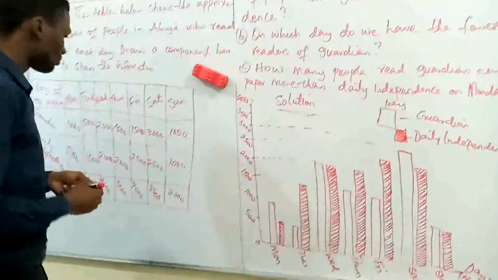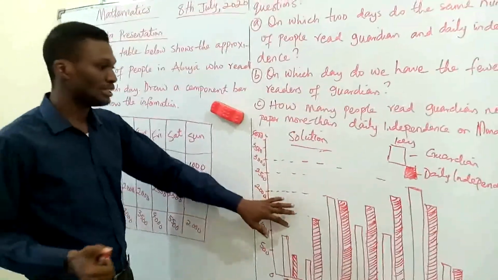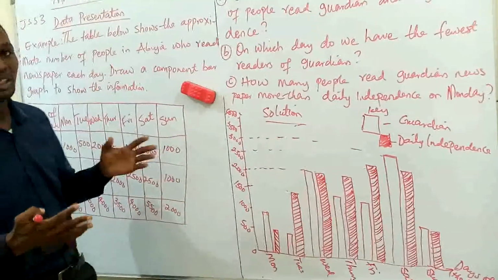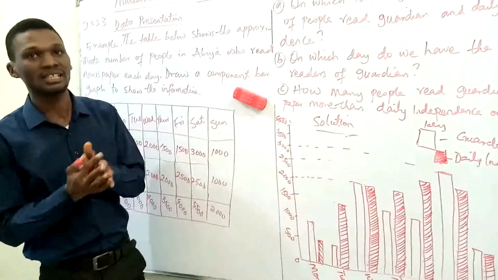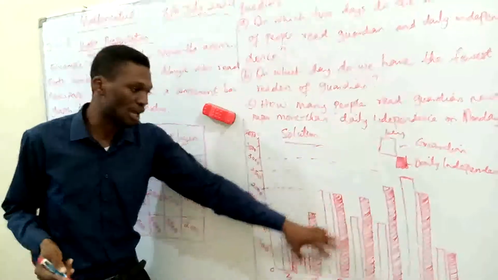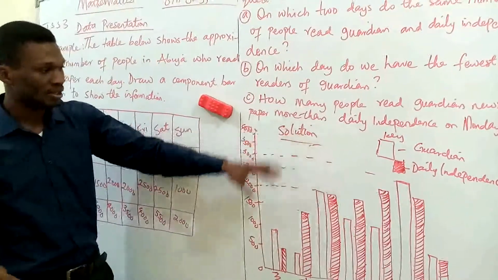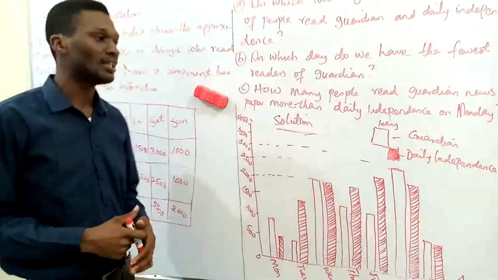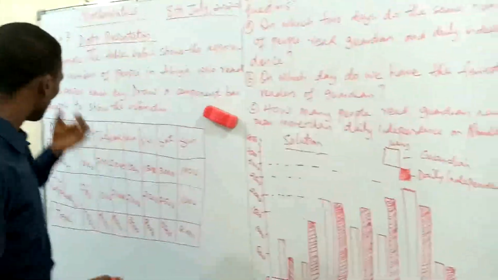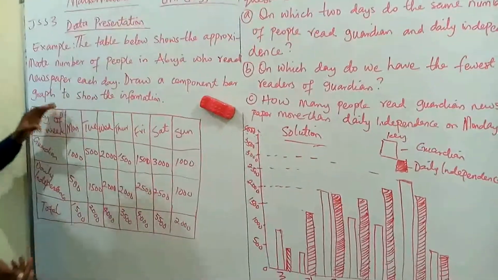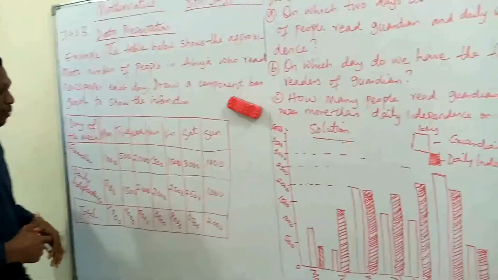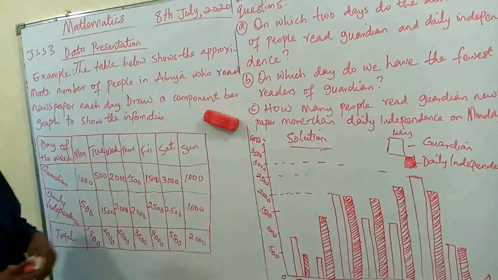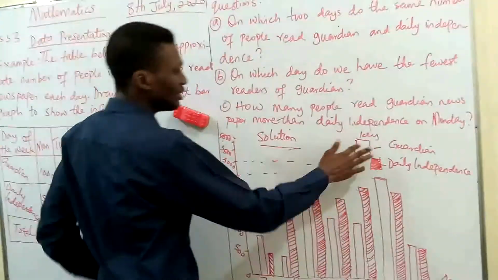Okay. So this is how to represent data using a component graph. We talked about two types of component graph in our last class: the side by side like we have, and one on top of each other. So we want to dwell more on the side by side component bar graph. We are given a table to represent this information in a component bar graph or bar chart. And the first thing we do is our table will present our key.